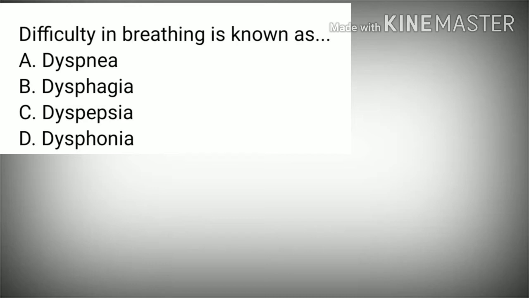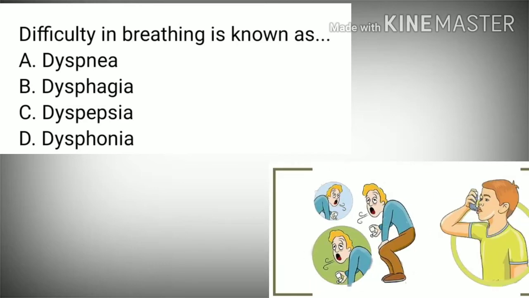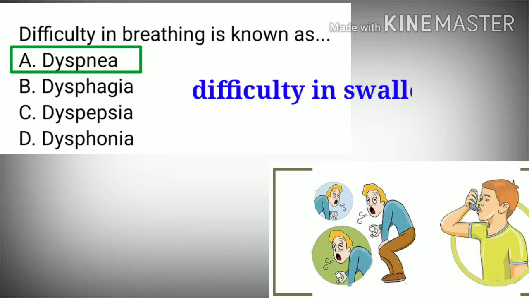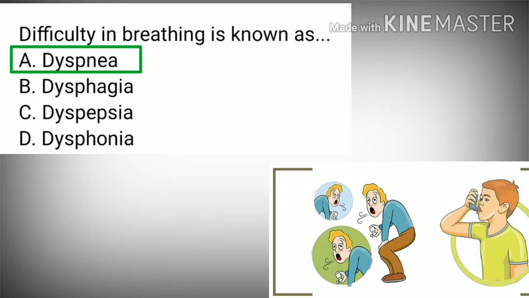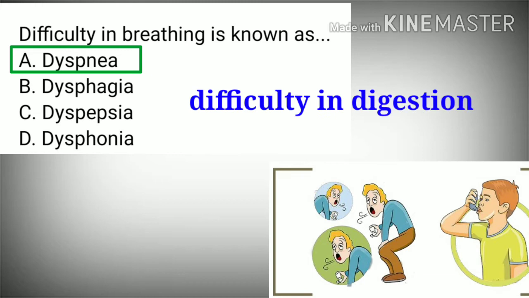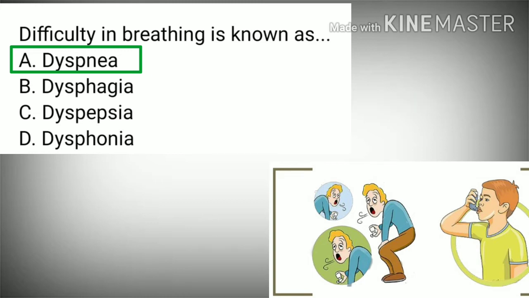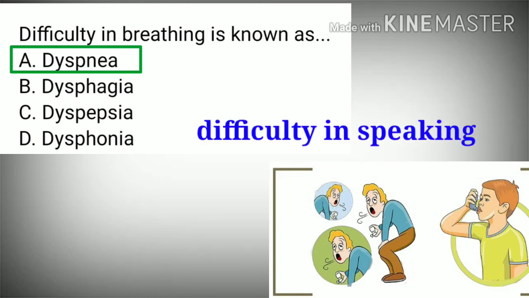Difficulty in breathing is known as A. Dyspnea, B. Dysphagia, C. Dyspepsia, D. Dysphonia. And the correct answer is A. Dyspnea. Dysphagia indicates difficulty in swallowing. Dyspepsia indicates difficulty in digestion. Dysphonia indicates difficulty in speaking.